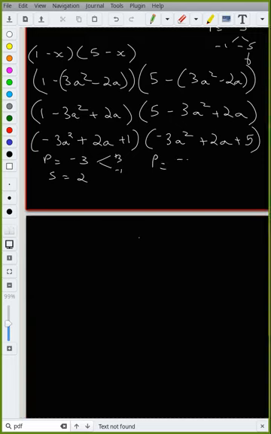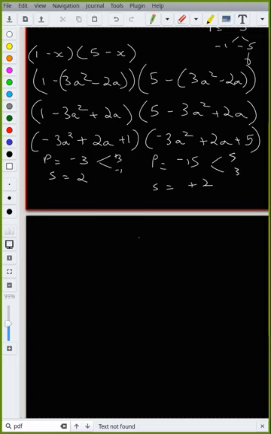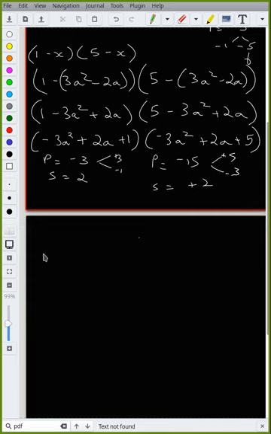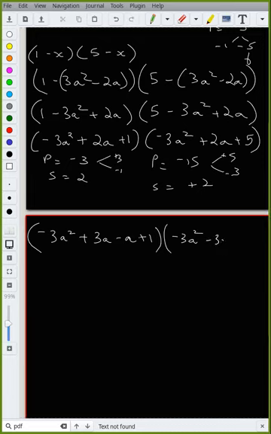In this one, the product is minus 15 and the sum is plus 2. What are the factors that you took? 5 and 3. So plus 5 and minus 3. So you had minus 3a squared, plus 3a minus a plus 1, and this one becomes minus 3a squared minus 3a plus 5a plus 5, right?